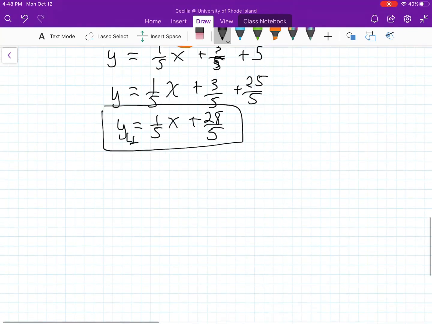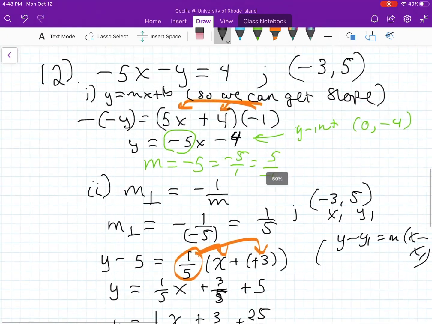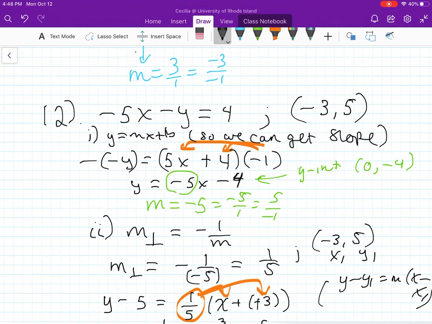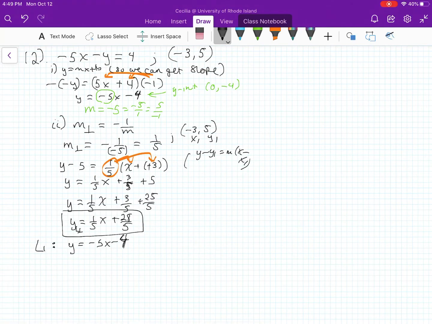Okay, now we have to graph both of these lines together. So we're going to graph line 1. And if you remember line 1, we got that up here. It's y equals -5x minus 4. And line 2 is y equals 1/5 x plus 28/5. Okay. So we want to go ahead and graph these.